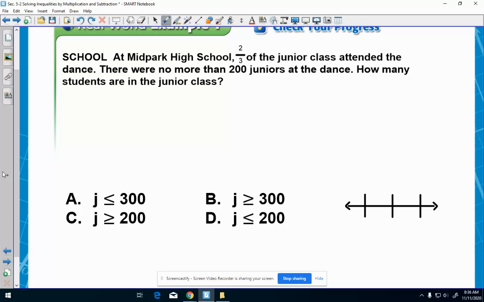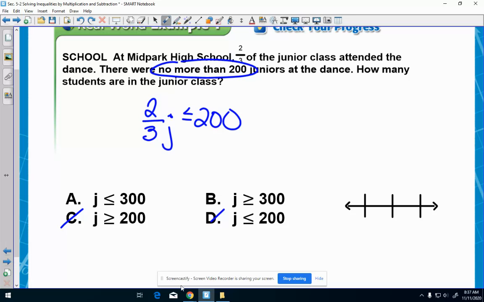Two-thirds of the junior class attended the dance. There were no more than 200 juniors at the dance. No more than. Could there be 200? So then it's got to be less than or equal to. Two-thirds of the juniors were there. There were no more than 200. So you should have a statement that looks like that. Just based off the fact that my answer currently says less than or equal to 200, I'd safely have to assume that my answer can't involve a 200.